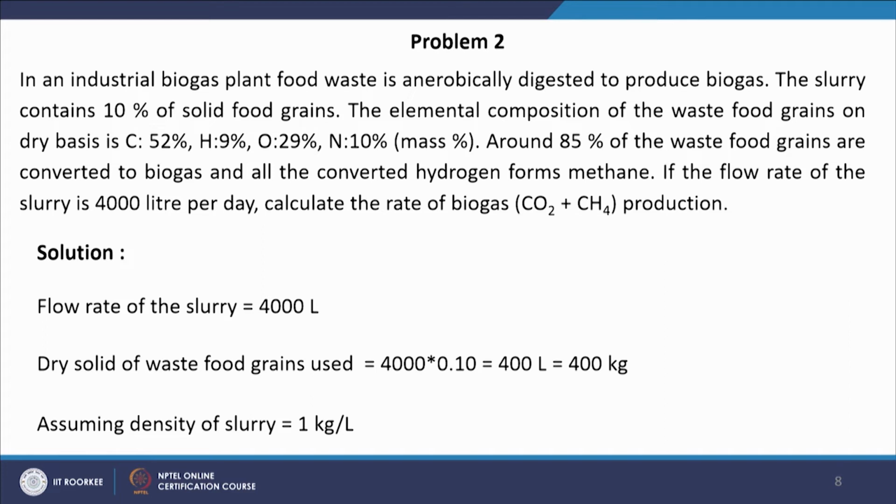Okay. So, the composition is given and the CHNS or elemental analysis is also given. Now, we have the flow rate of the slurry as 4000 liter, and the dry solid of waste food grains is given, that is 10%. So, what is the dry solid of waste food grains used in this 4000 liter? So, 4000 into 0.1, 10%, 400 liter, and we are taking some assumption here that the slurry has a density of 1 kg per liter, then only it will be 400 kg. So, we have taken some assumption.